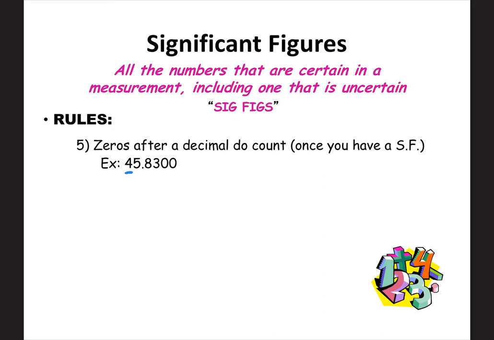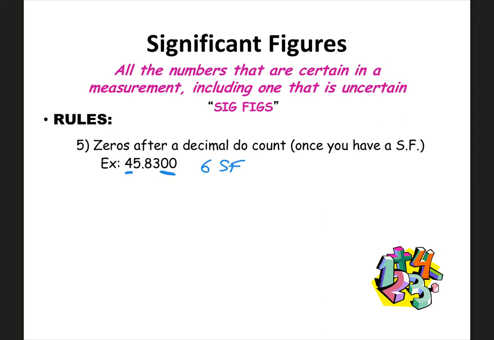Any 0 after the decimal point is automatically going to count. All right. So this example here would have 6 sig figs. All of the digits would count towards sig figs because these zeros are after the decimal point, but left to right, you've already hit a sig fig. So once you hit your sig fig, left to right, those zeros after the decimal point automatically count.